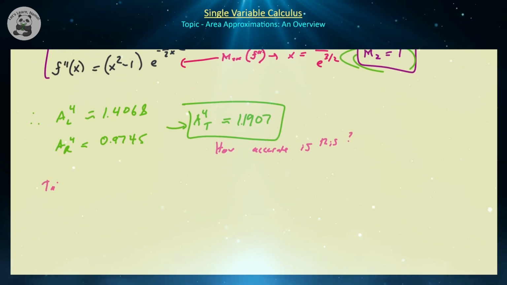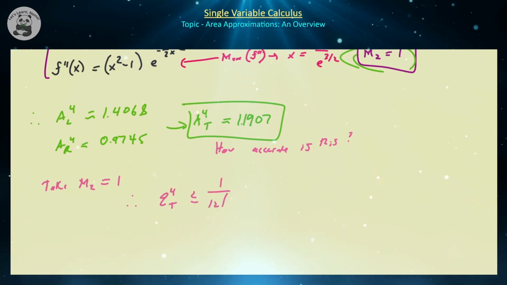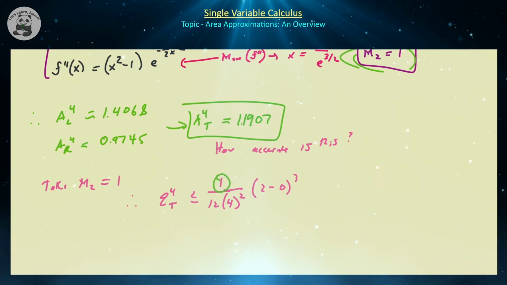What we're going to do is take m2 to be equal to 1 because it's an upper bound, but you can choose 2 divided by e to the 3/2 if you really want to. If we choose 1 to keep simplicity, then E_4^T will be less than or equal to 1 divided by 12 times 4 squared, because we have 4 rectangles, times (2 minus 0) cubed. And again, that 1 on the top is your m2, not your m1. We can find this is approximately equal to 0.0416 something.